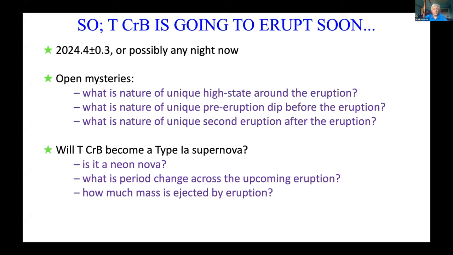Then we also have the question of whether T CrB is a neon nova. Well, what is a neon nova? A neon nova is one, maybe 20% of novae are neon novae. And that 20% has the ejecta blown off, which is going to have huge abundance of the element neon. It's like a neon sign out there. Holy cow. One of the neon novae even has the majority of the ejecta being the element neon. Where'd that come from?